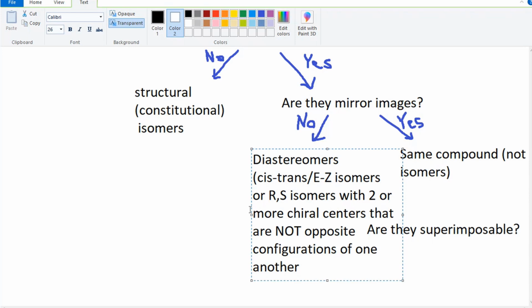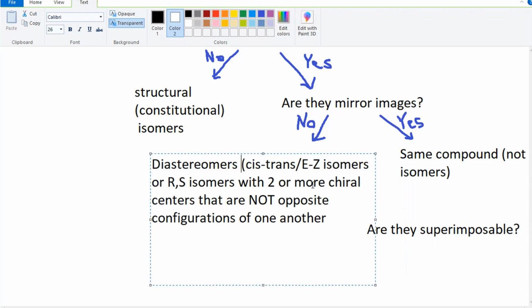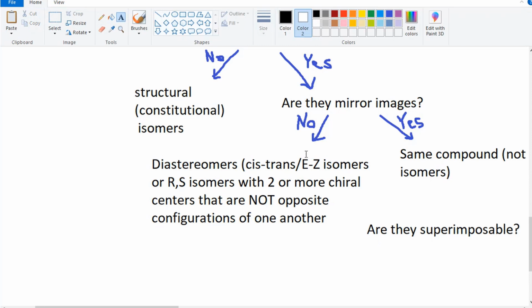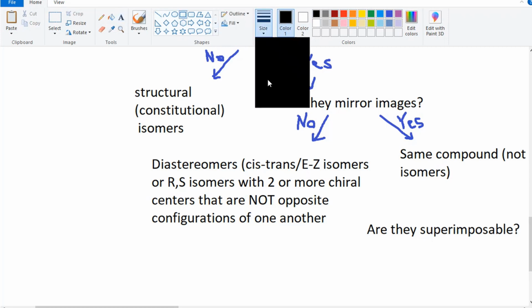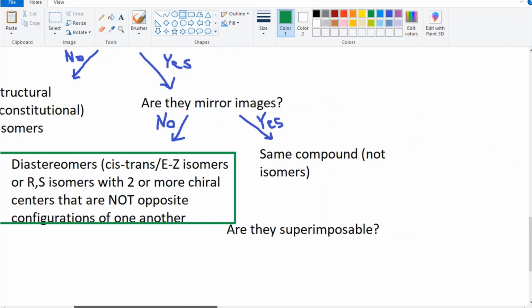So that's what you were talking about in terms of diastereomers. There'd be cis-trans isomers, EZ isomers, or RS isomers with two or more chiral centers that are not opposite configurations of one another. And I will explain further what I mean by that. Let me change color. Okay, there we go. And then we'll move this over.